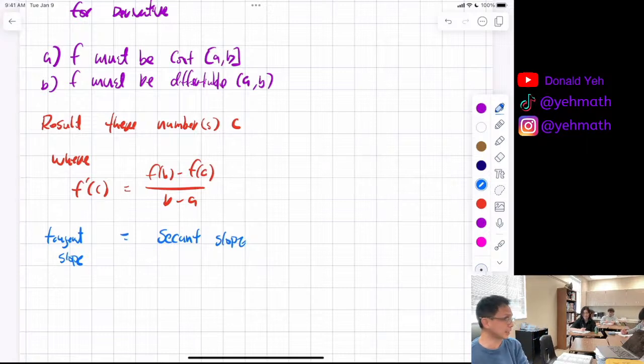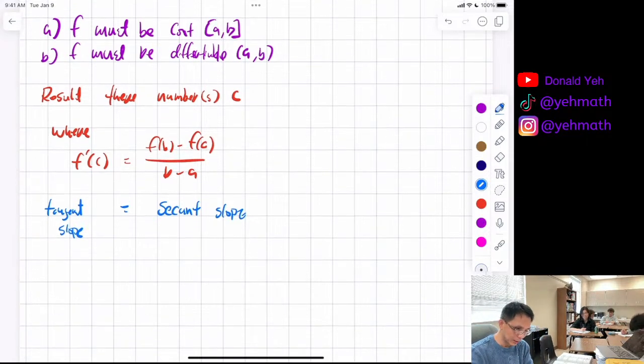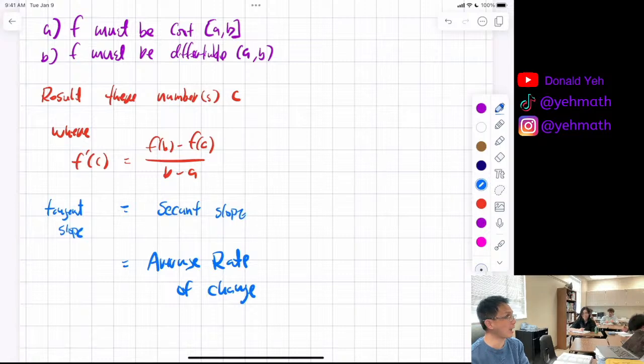One more thing I need you to know: this is also known as the average rate of change. Do not get confused on the AP exam between average rate of change and average value. Rate of change is the slope. Average value is the integral. Let's say that again. Average rate of change is the slope. It's algebra 1: y2 minus y1 over x2 minus x1. This one is called the instantaneous rate of change.